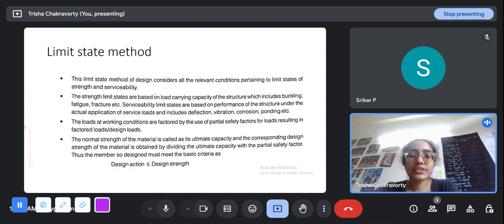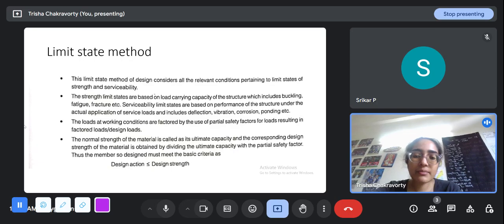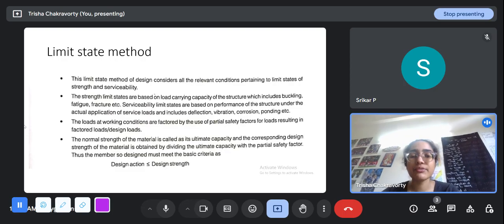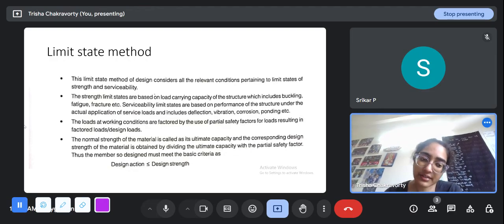The limit state method of design considers all the relevant conditions pertaining to limit states of strength and serviceability. The strength limit states are based on load carrying capacity of the structure, which includes buckling, fatigue, fracture, etc. Serviceability limit states are based on performance of the structure under actual application of service loads and include deflection, vibration, corrosion, etc. The loads at working conditions are also factored by the use of partial safety factors for load, resulting in factored loads or design loads, and the loads at working conditions are called the working load.